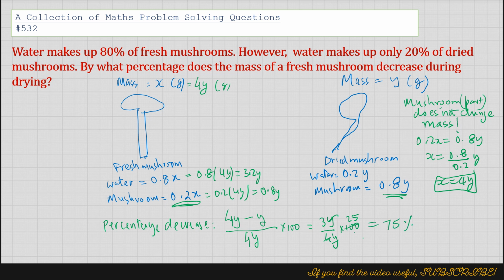So the answer is 75%, or 75. It's already a percentage, so 75.